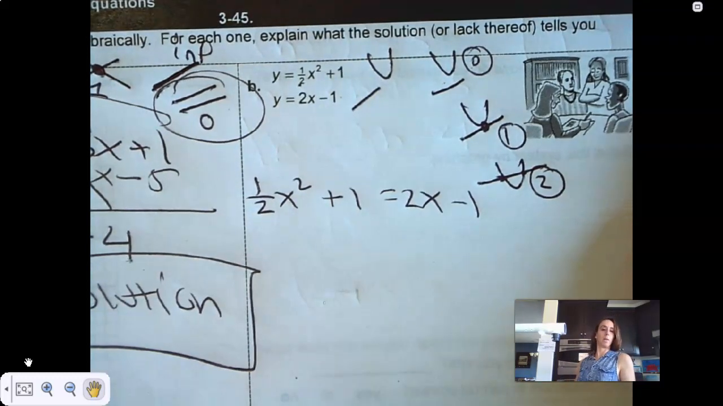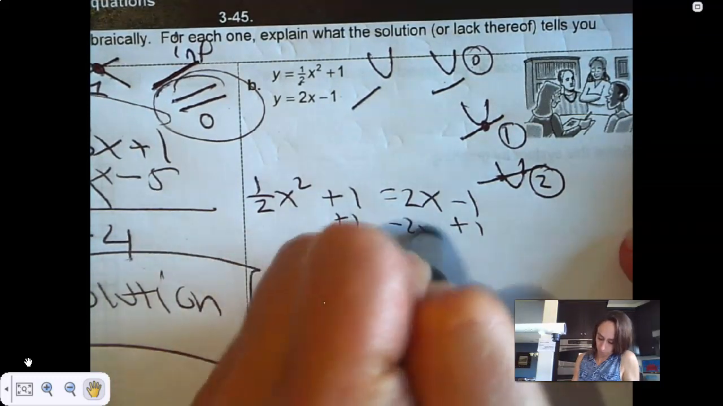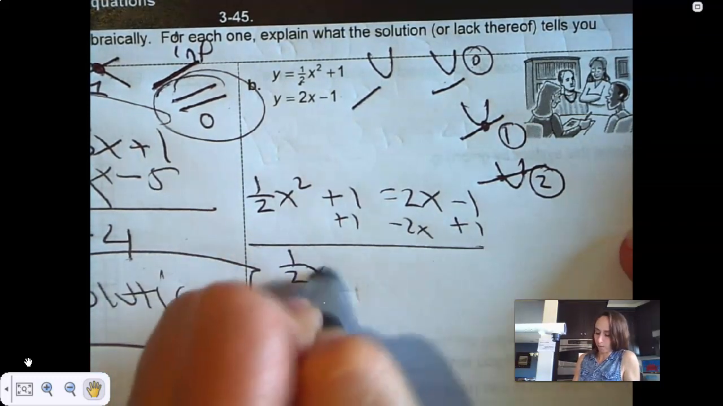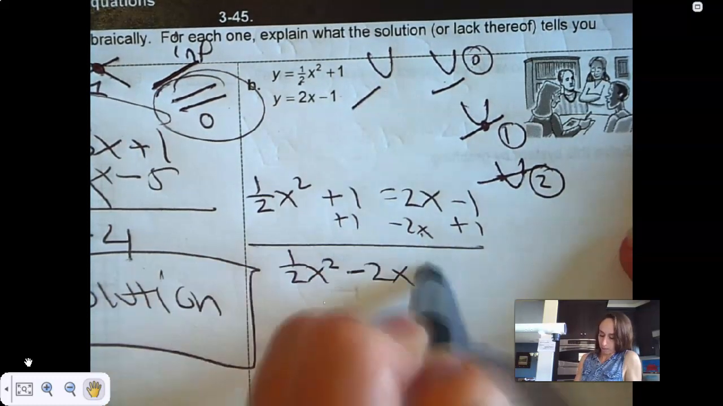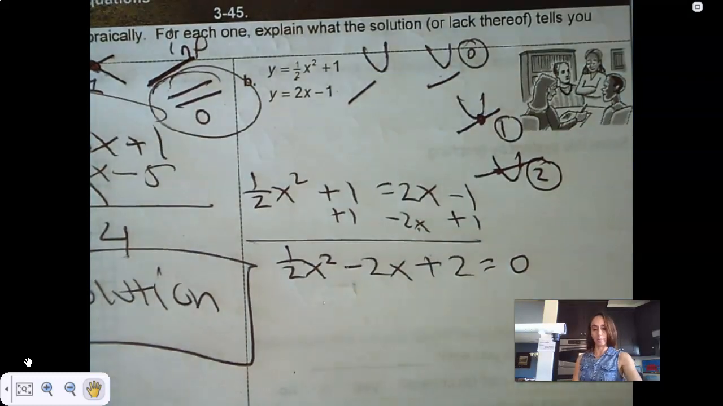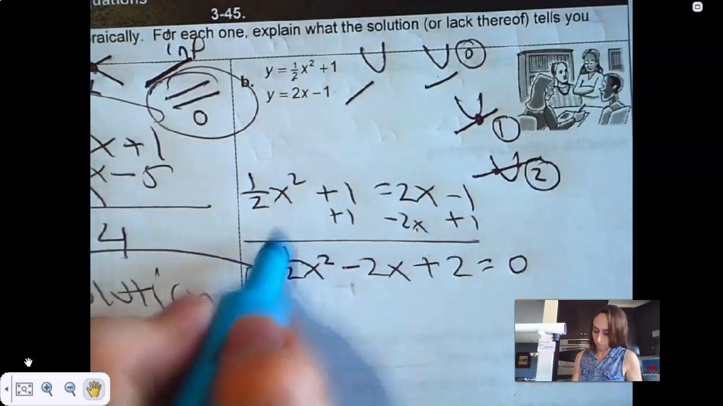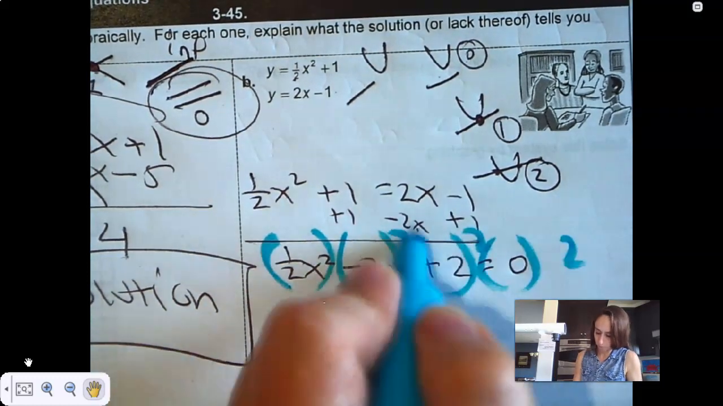What do I do every time I have an x squared? Set it equal to 0. So I get 1/2 x squared. I moved the 2x over, and then I moved that over, equals 0. I got a problem though. You know what my problem is. I don't like fractions. So I'm going to multiply every little group by 2, by 2, by 2, by 2.